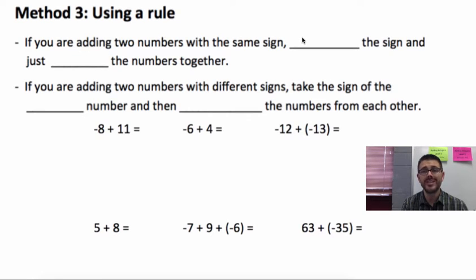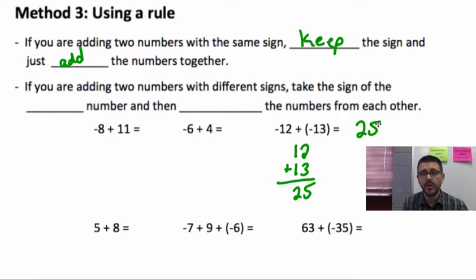If you're adding two numbers with the same sign, you're going to keep the sign, because they're both on the same team, and just add the numbers together. So if they're both positives, you add them together, it stays positive. If they're both negative, you add them together, they stay negative. So down here, a -12 plus a -13. Same signs, so we're going to add them together, and we're going to keep the sign. They were both negative, so it's going to stay -25. So think of it as it just got more negative. Here, 5 plus 8. They're both positive, so it's going to stay positive. 5 plus 8 is 13.